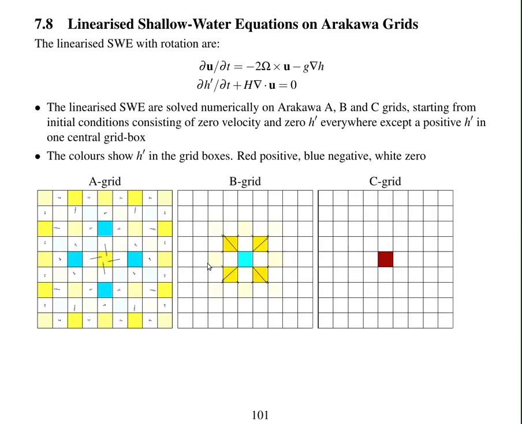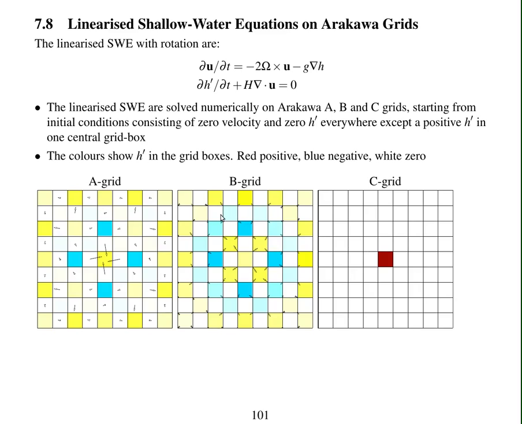Does the B grid do any better? So what happens for the B grid? So this does look better. We've now got non-zero height happening in a half the grid boxes instead of a quarter. But the height only spreads out in the diagonal direction. The non-zero height never goes horizontally or vertically, or in the x direction or the y direction. So it looks a bit better, but it still looks very unrealistic.